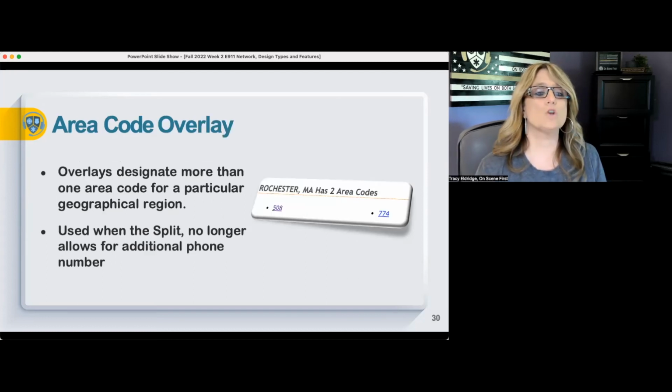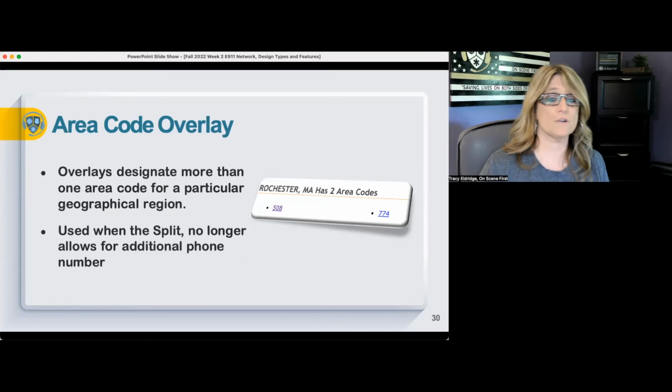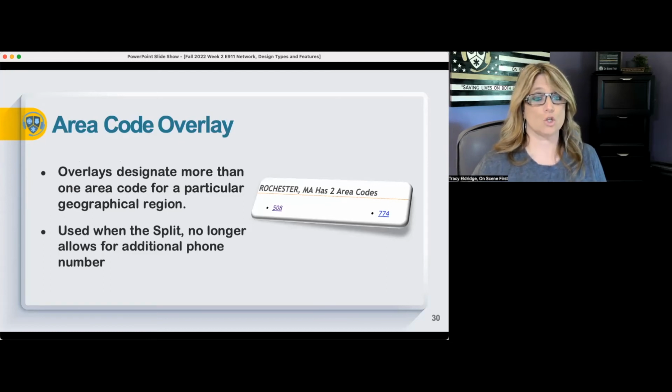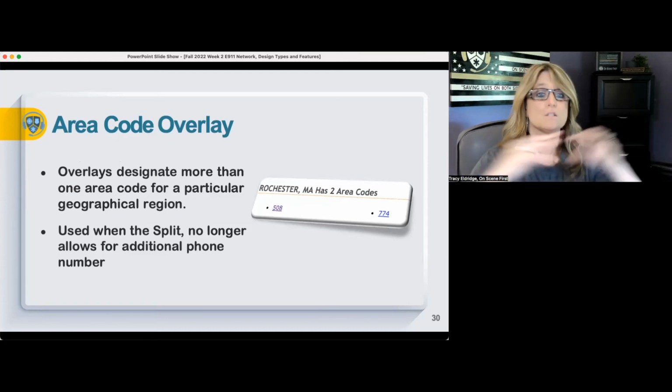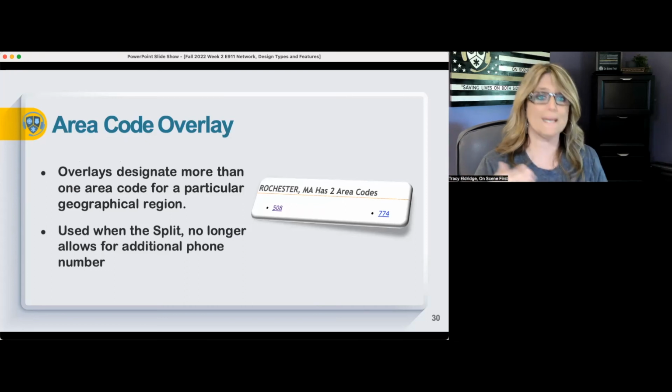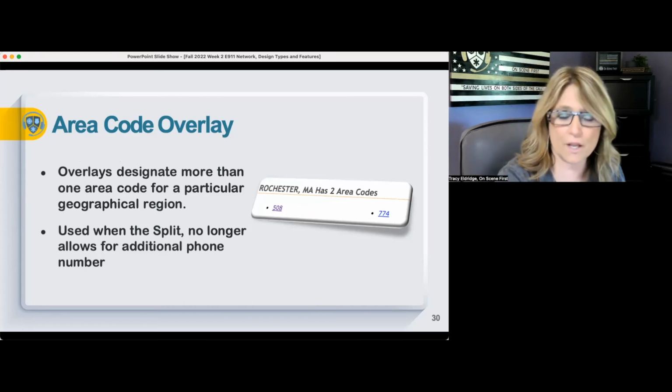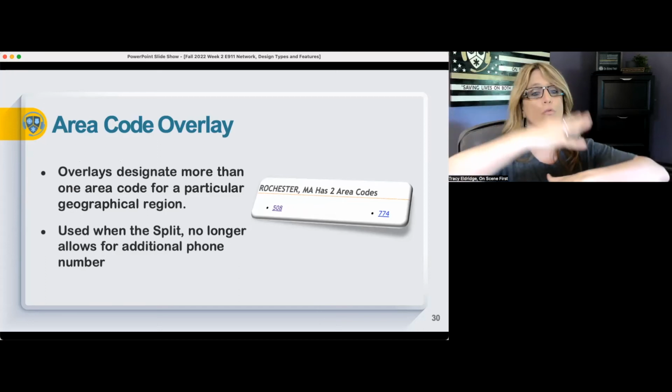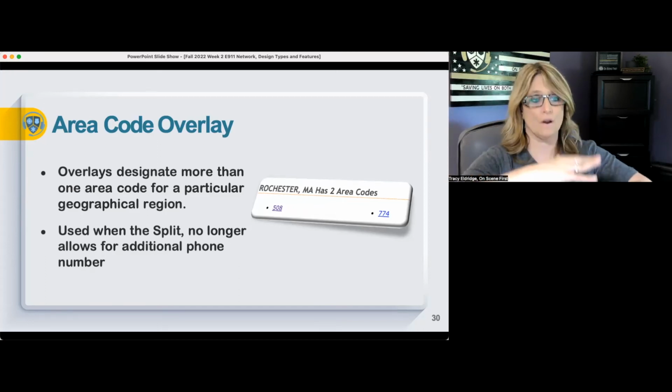And then you have what's called an area code overlay. The overlay designates more than one area code for a particular geographic region. It's used when the split no longer allows for additional numbers. So you're not going to keep splitting and getting it smaller and smaller, meaning adding more and more area codes. What they're going to do is overlay another area code on top of the current area code.